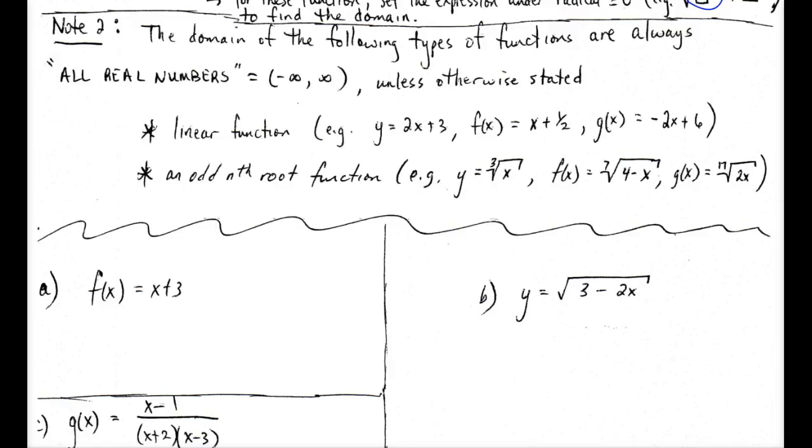All right, so before we go to our examples, again, I want to reiterate that the two things we are looking for are: do we have a situation where an x value is going to make us divide by 0, or do we have a situation where we're dealing with an even nth root function and the radicand, or the expression under the radical of the even nth root function, is negative.